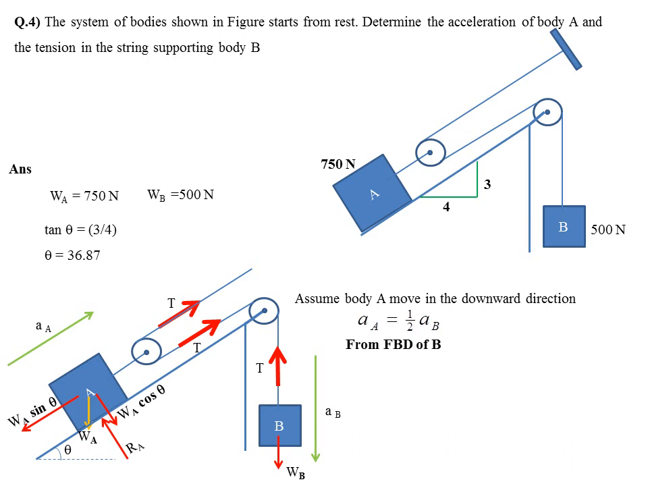Now if you take the free body diagram of B, WB is positive, remember WB is positive since AB is in the downward direction. So WB minus the resultant force is equal to mass into acceleration.